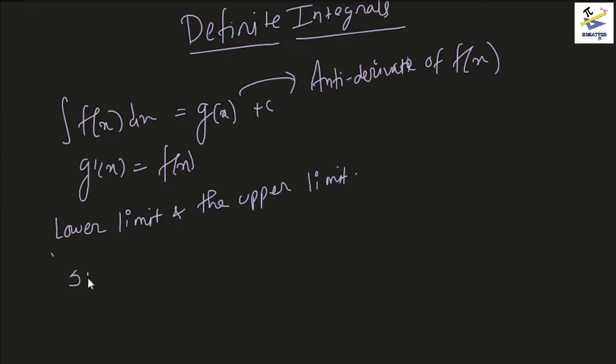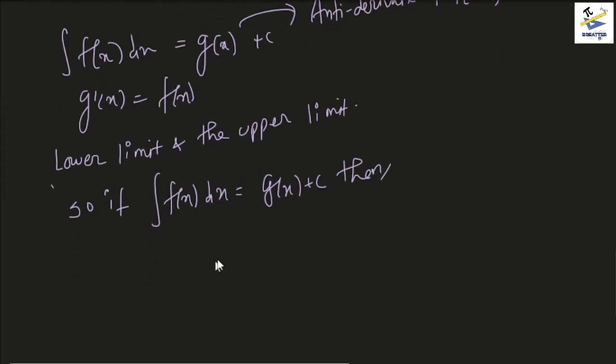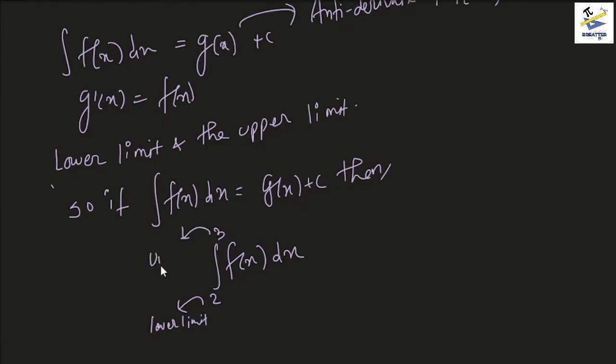So if the integral of f of x dx is equal to g of x plus c, then when you have limits, the same thing goes like this. Let us say you have the integral from 2 to 3 of f of x dx, where 2 is the lower limit and 3 is the upper limit. This means that it integrates to g of x plus c.